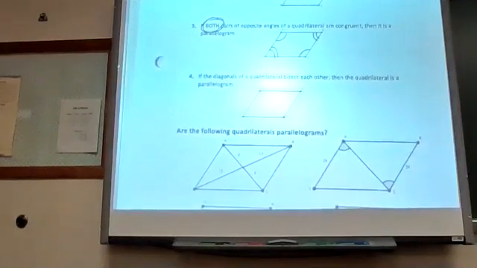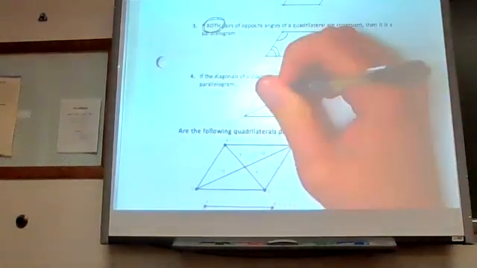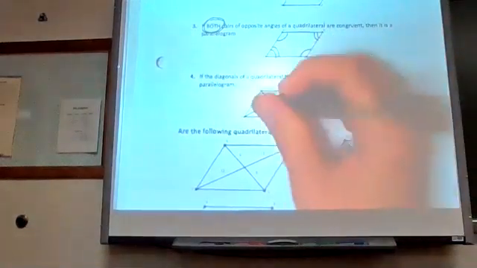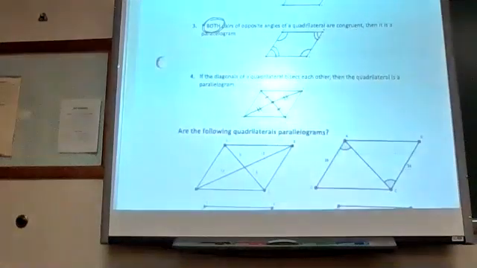And last, anytime we have a quadrilateral and it shows us that the diagonals bisect each other, meaning that this is cut into 2 equal lengths and the other diagonal is cut into 2 equal lengths. Okay, anytime that's true, then it must be a parallelogram.